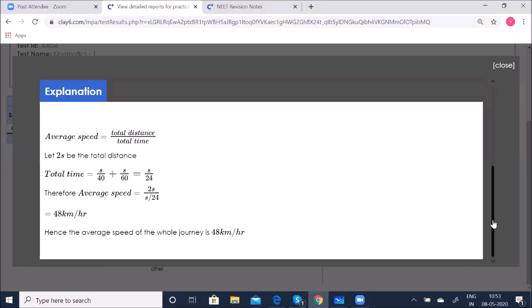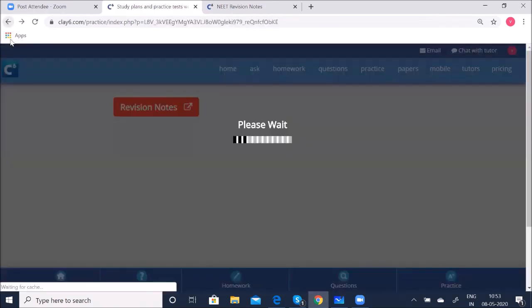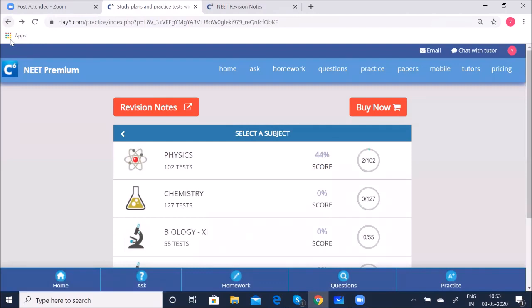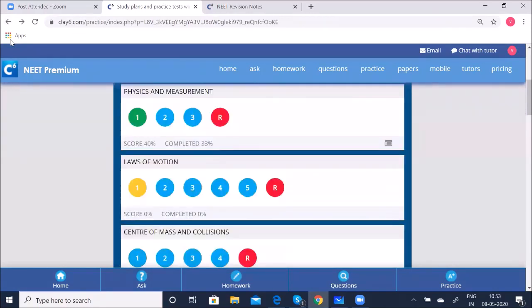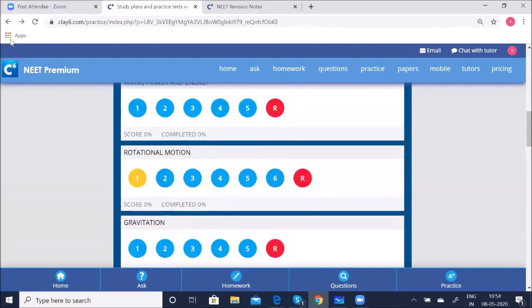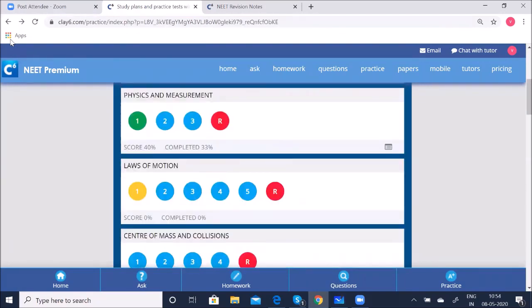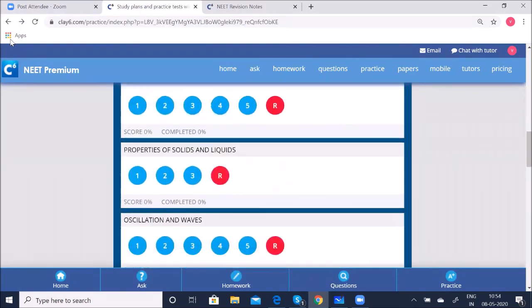So with this, we are coming to the end of this session. You can see that we have the NEET packages. We have 38, 102 tests, chapter wise tests. As I told you, you can take any number of tests, any number of times. There are full length tests also. You can see the full length tests or NEET tests there.